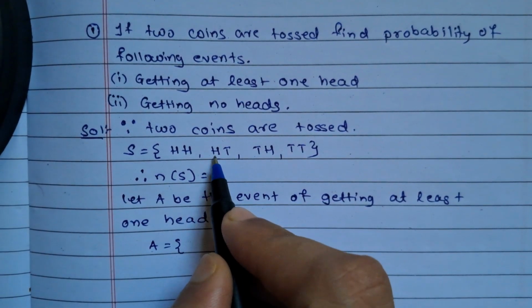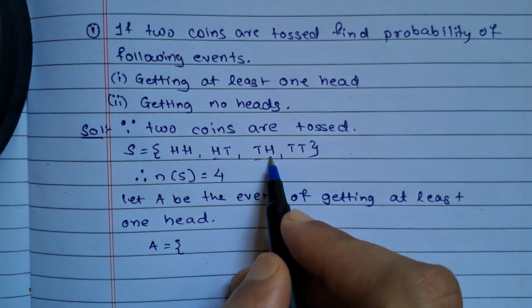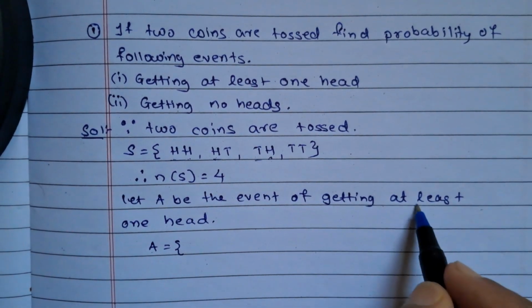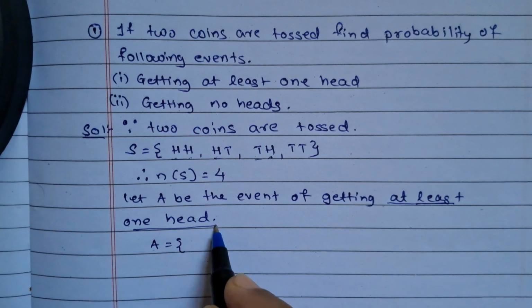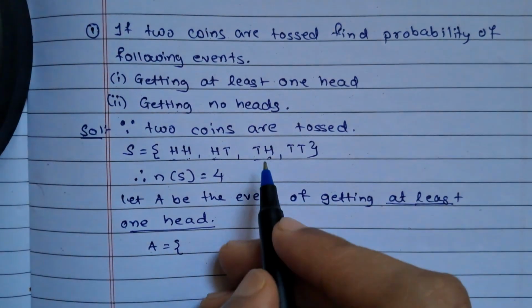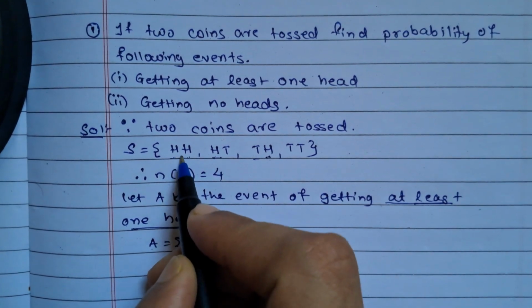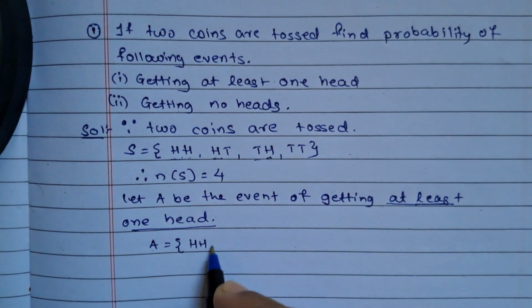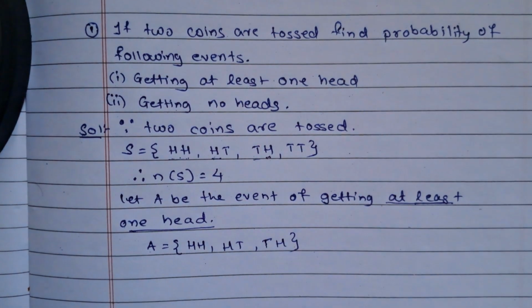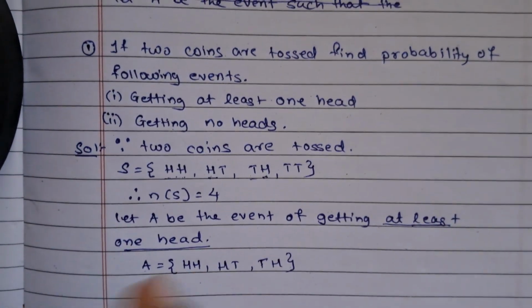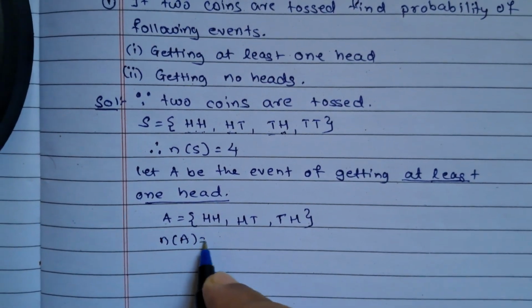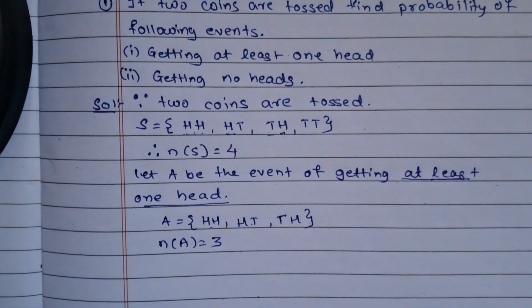So here you can see at least one head, here you can see at least one head, and here also there are two heads. So at least one head means what? Minimum there should be one head. More than one head is also fine. That means this and this will be considered in this group. So it will contain all these three pairs. Now let's see how many elements are there inside this. N of A is 1 2 3, so it is 3.